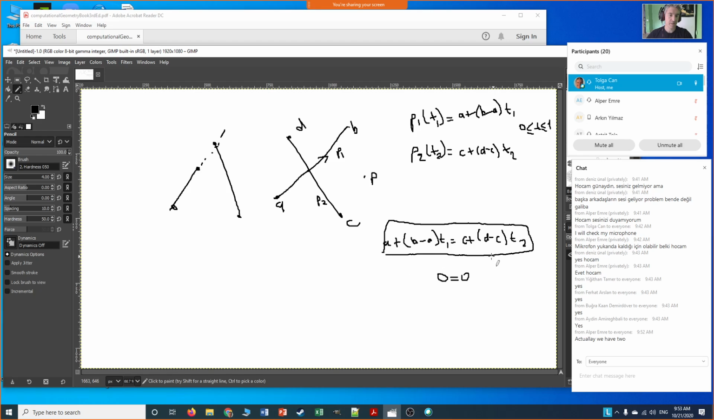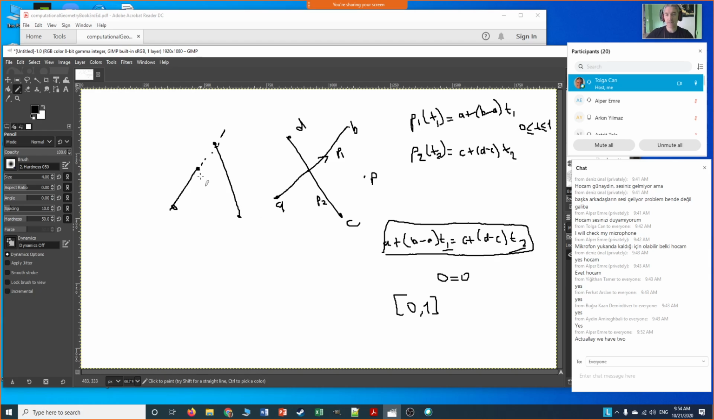You can form the line equations and solve for t1 and t2. If both of them are between 0 and 1, for example, t1 may be 0.1 and t2 may be 0.8, then when the intersection occurs and they're both within the range 0 to 1, they will be intersecting line segments.